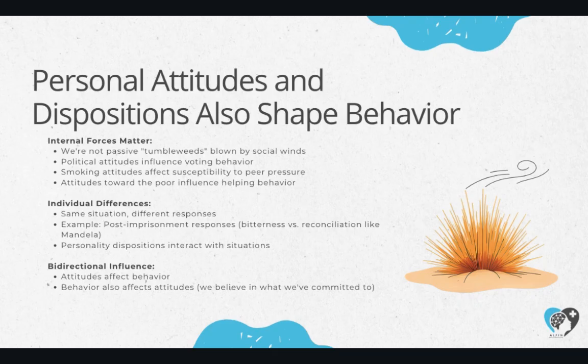And our attitude toward the poor influence our helping behavior. So individual differences mean that in the same situation, different people respond differently. And what's very interesting is that the influence is bidirectional. Our attitudes affect our behavior, but our behavior also affects our attitudes. So we tend to believe in what we've committed to. So if you volunteer for a cause, you're likely to develop stronger attitudes toward that cause.